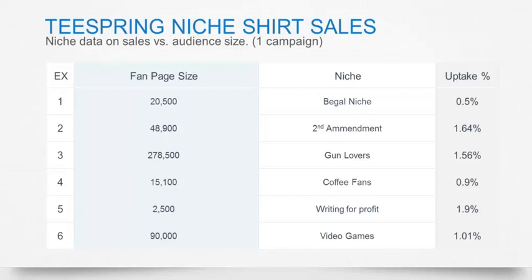Example number 1 is the Beagle niche, and I spelled Beagle wrong. Fan page size is 20,500 people. The uptake was 0.5%, so 0.5% of 20,500 people bought the shirt in that 7-day campaign. Now, did all 20,000 people see the shirt? Probably not. So those numbers are actually a little bit higher, but these are the on-average numbers for a campaign.